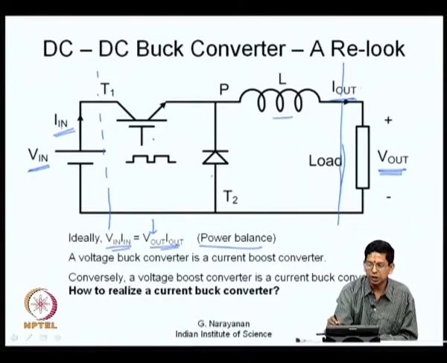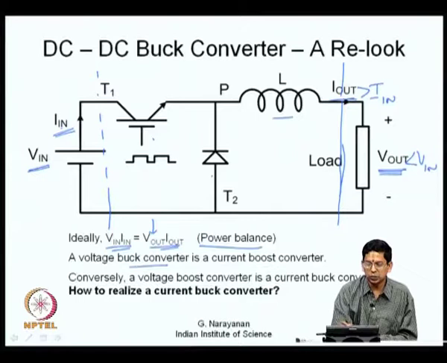In this situation, you have V out less than V in, and therefore, you have I out greater than I in. So, it is a voltage buck converter, but it is practically a current boost converter. A voltage buck converter is actually a current boost converter. Now, what we want is a voltage boost converter.